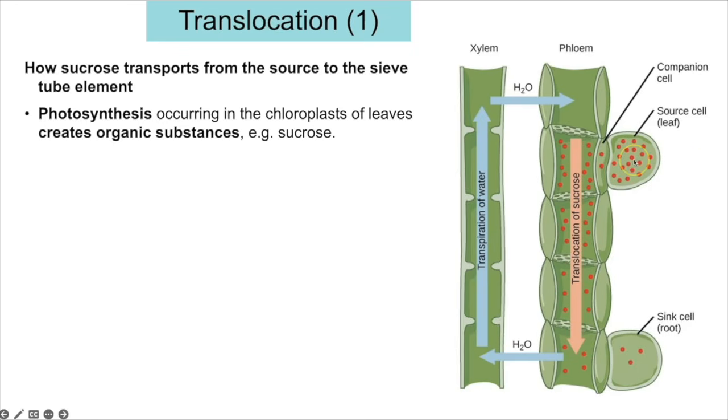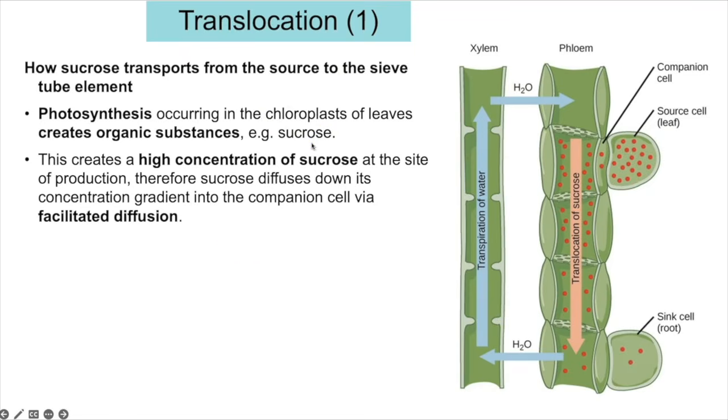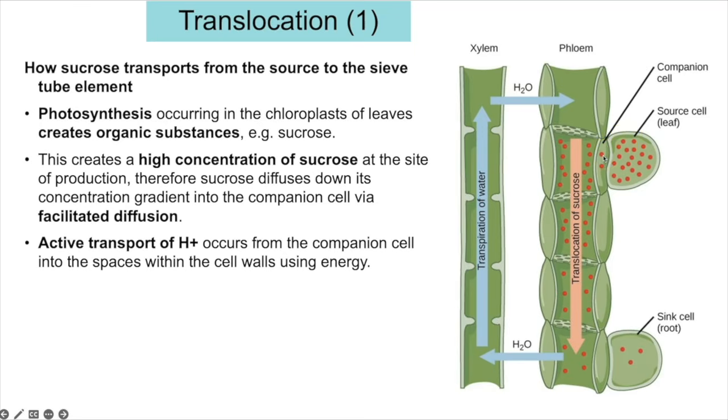So step one is we've got the photosynthesizing cell, such as your leaf cell, is going to be creating that organic substance sucrose. And that creates a high concentration of sucrose at the site of its production. And therefore it can diffuse down its concentration gradient. That would be via facilitated diffusion though, because it's too large to move through the plasma membrane. And it goes into the companion cell.